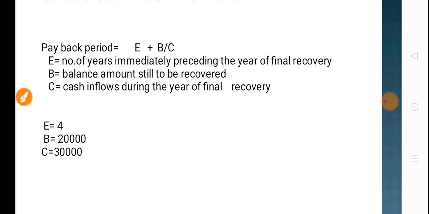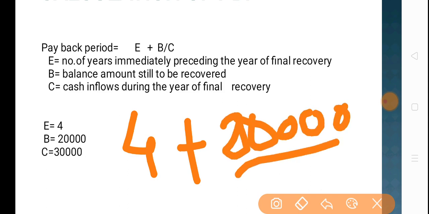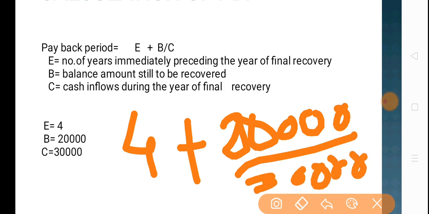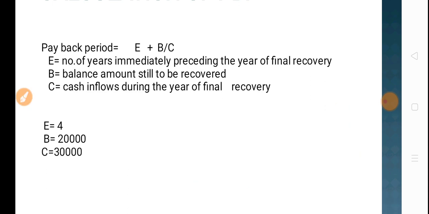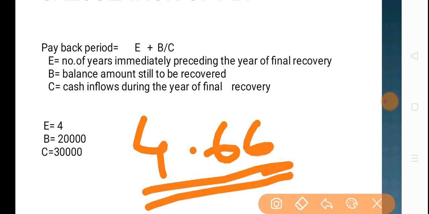So we can apply it into the equation. E is 4 years plus 20,000 divided by 30,000. I think it is visible to you. 20,000 divided by 30,000, that will be around 4.66, which is the answer. Like that we can calculate when the cash inflows are equal and unequal.